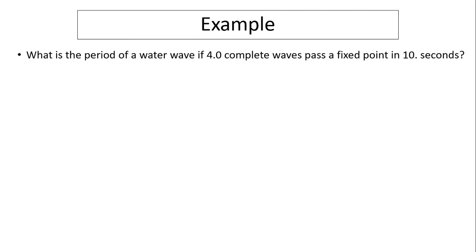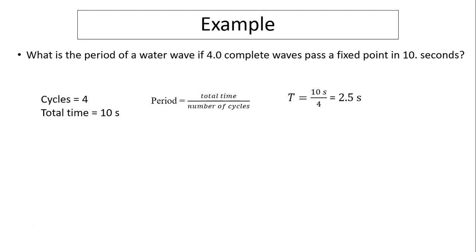Another example: what is the period of a wave if 4 complete waves pass a fixed point in 10 seconds? Again, the cycles are 4 and the time is 10. Period is total time divided by cycles, which is 10 divided by 4, giving you 2.5 seconds.